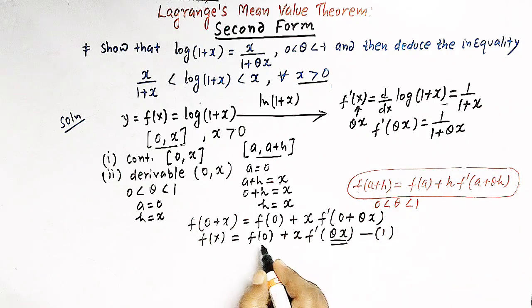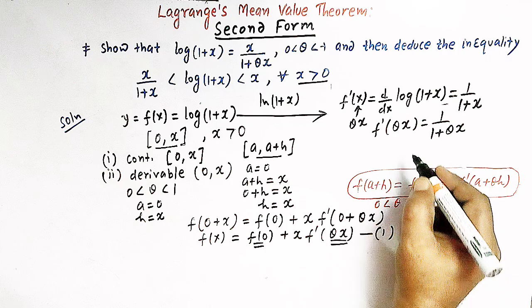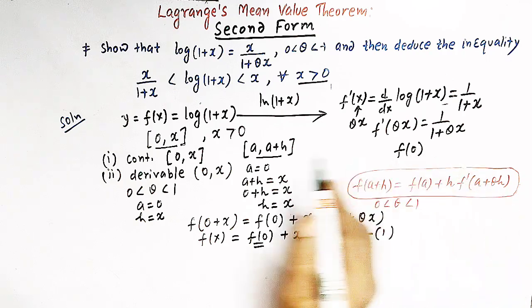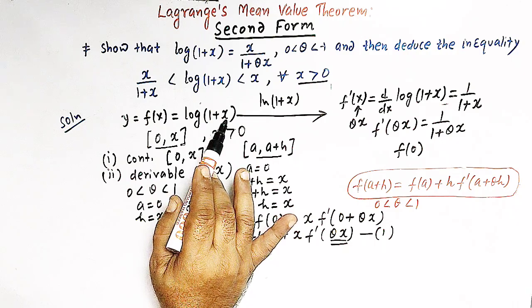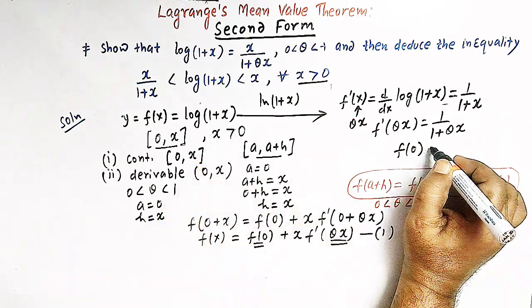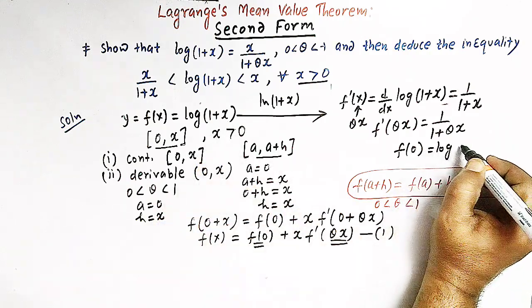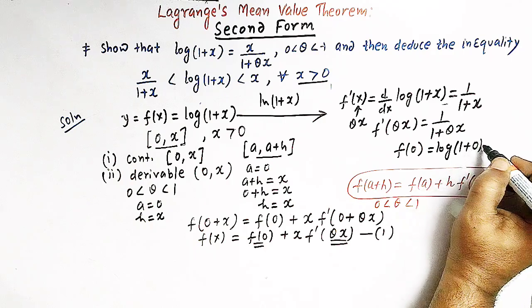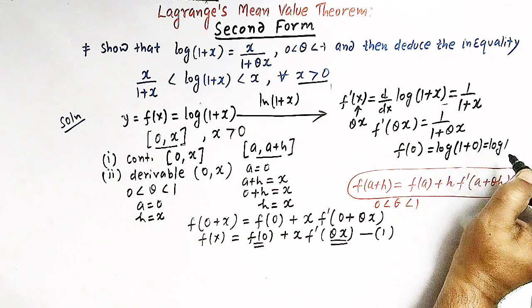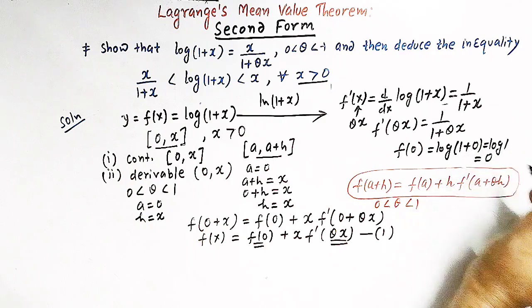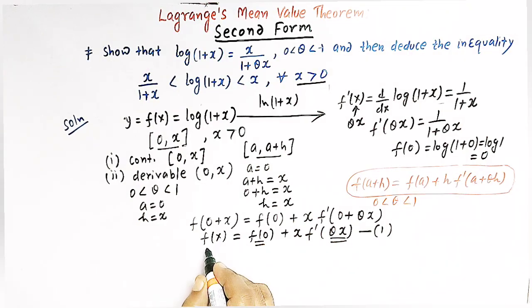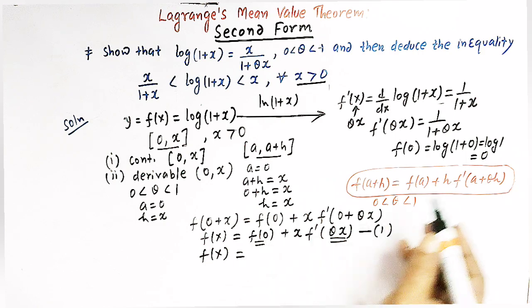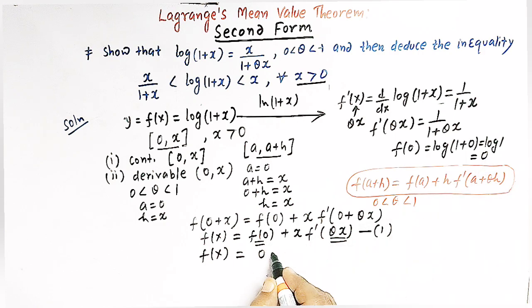And let us find out the value of f of 0 by taking x equal to 0 in this function, right? So we have log of 1 plus 0, that is equal to log of 1, and log of 1 is equal to 0. So now we have f of x is equal to f of 0. Here we have f of 0 is 0.